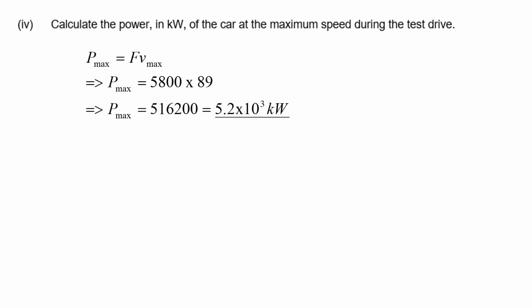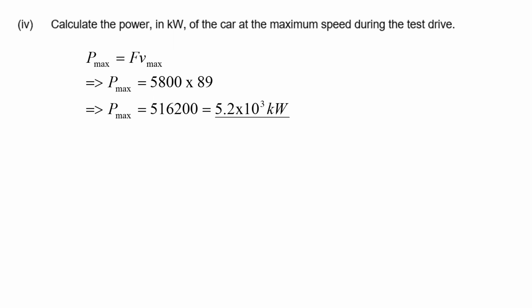So the last calculation wants us to work out the power of the car at maximum speed. If we want to know the power, we need to know the force applied by the car and multiply it by the maximum speed. From the graph, the maximum speed is about 89. Our force from our engine is 5,800, giving us a power of 5.2 times 10 to the 3 kilowatts, because that's the unit it wants it in.